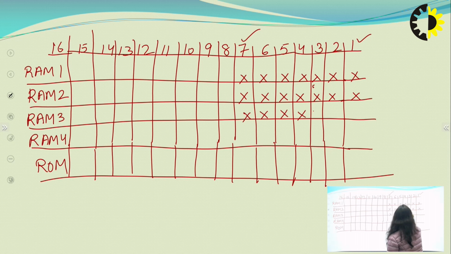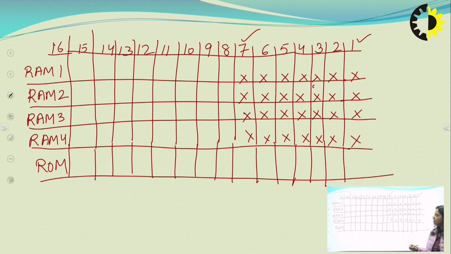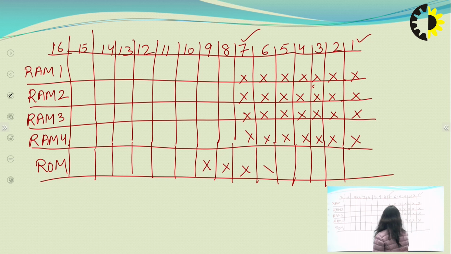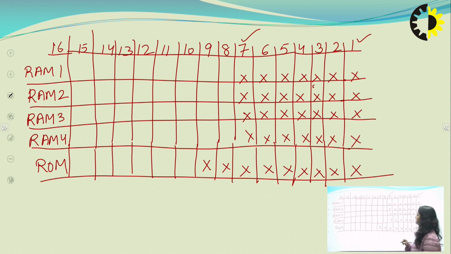Afterwards, we will be putting some binary values in it like this. Why 1 to 7? Because that is the reserved address for our RAM chips. Then about the ROM chip. In a ROM chip, we have a 9 bit address, so we will put crosses in a 9 bit combination from 1 to 9.